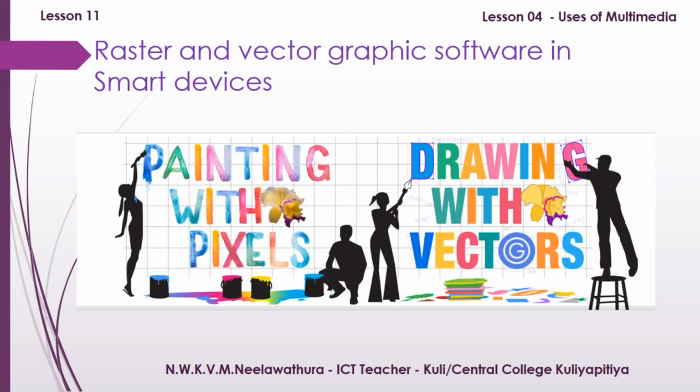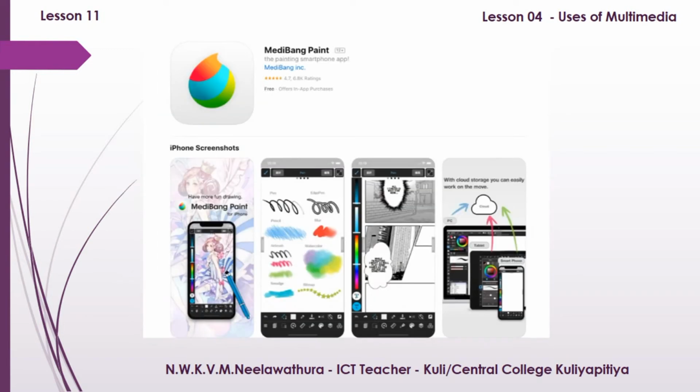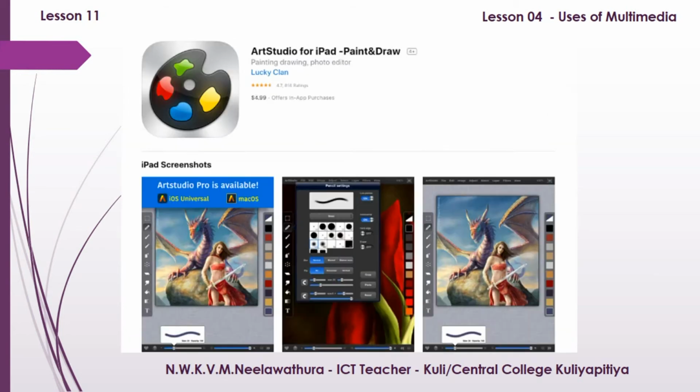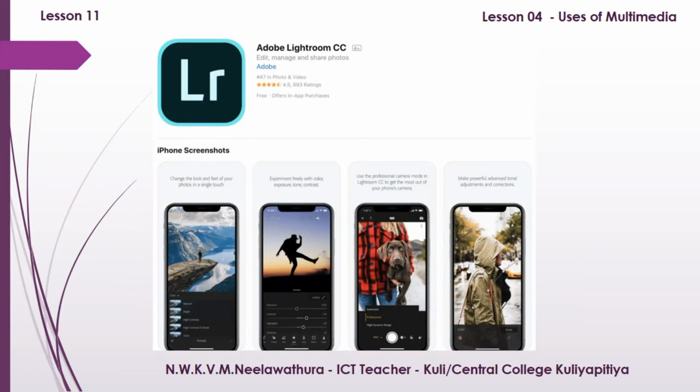Okay, now you know raster graphic software and vector graphic software. Not only that, mobile applications also. Okay, let's learn about what are the examples for mobile application. Adobe Illustrator Draw, Medibang Paint, Art Studio for iPad, Adobe Photoshop Sketch, Adobe Lightroom are some of examples.